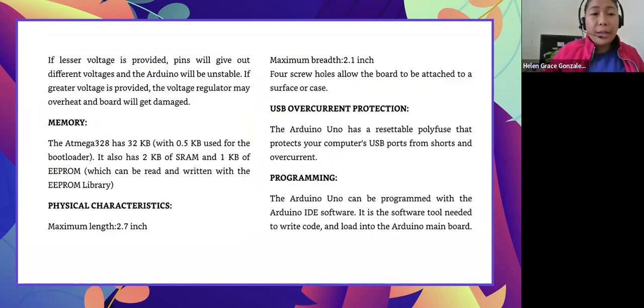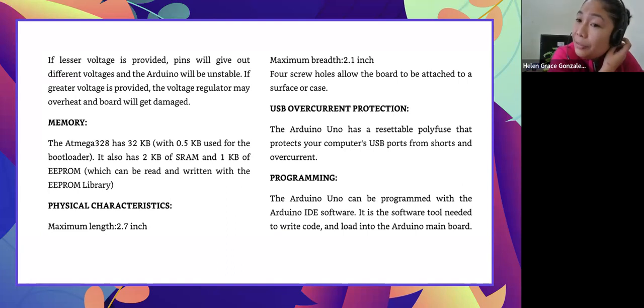The memory of the ATmega328 is like 32 KB. It is very low compared to high-end boards right now, like the Raspberry Pi. It has 8 gig RAM compared to Arduino, which has only 32 KB. That's why Arduino is much cheaper compared to the Raspberry Pi, which is almost 12,000 pesos for the 8 gig.